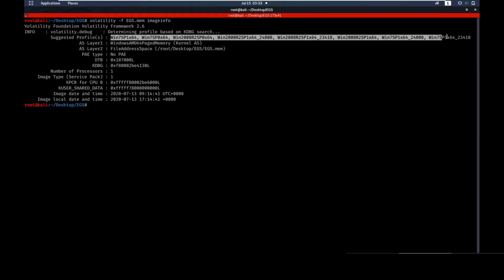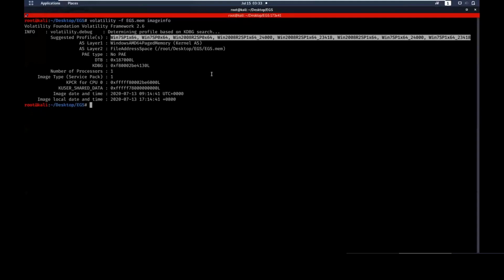So you can see it varies a little bit. We have different profiles from Windows 7 to Windows 2008 to Windows 2008 with the different service packs. So not a surprise, because different versions of the Windows operating system may have almost similar memory structure. That's why volatility may detect them as similar.